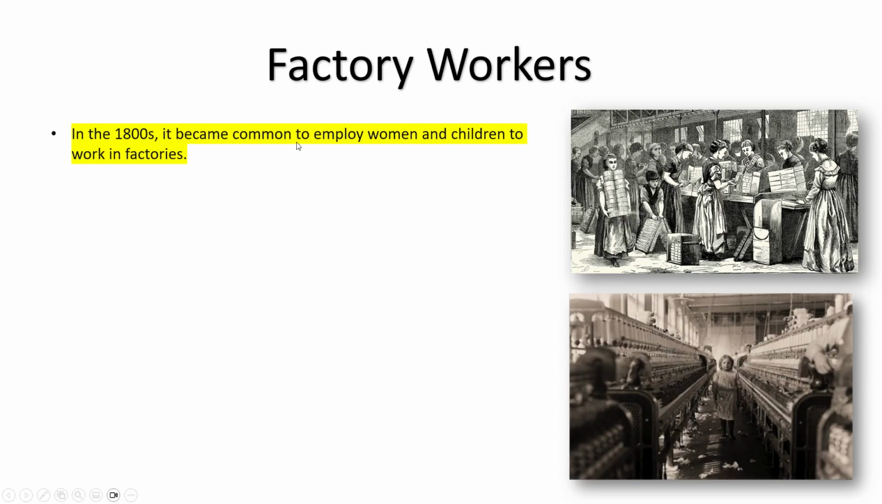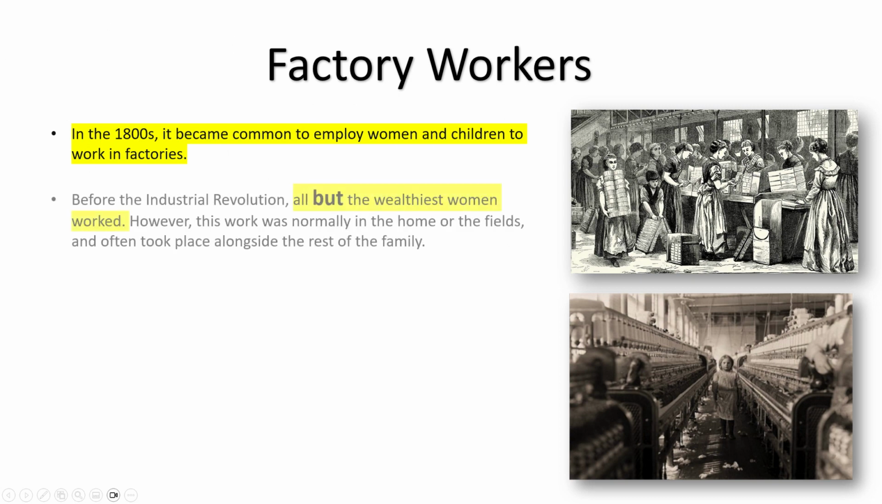So after this, our key focus, though, is factory workers. So obviously we can lead on from what we've just looked at. So factory workers, who are these people that actually work in our industrial revolutionised factories? So in the 1800s, it became common to employ women and children to work in factories. They want to know this and make sure they have this point down.